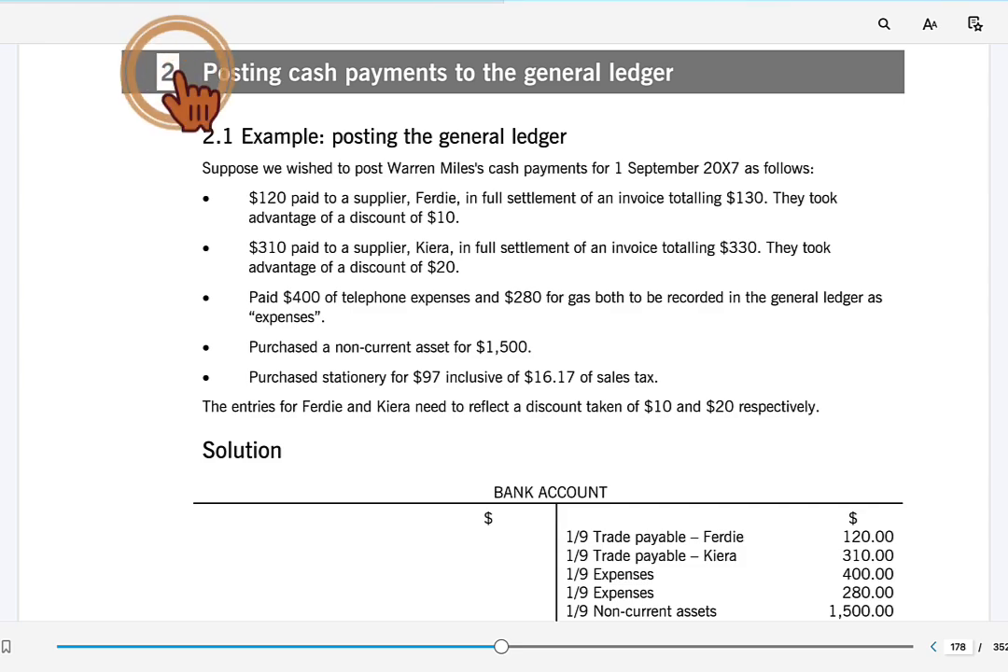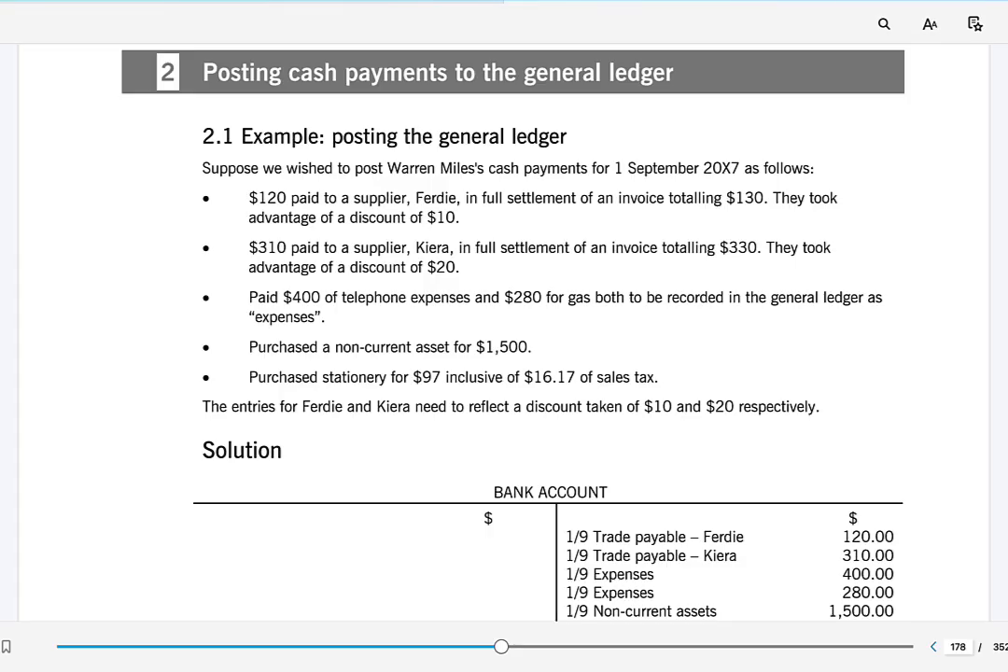Lesson 2. Introduction to posting cash payments to the general ledger. In this lesson, we practice how to record payments that leave the business bank account. Every time the business pays money, we must show where the money went. We also must reduce the bank balance because cash has left the business.